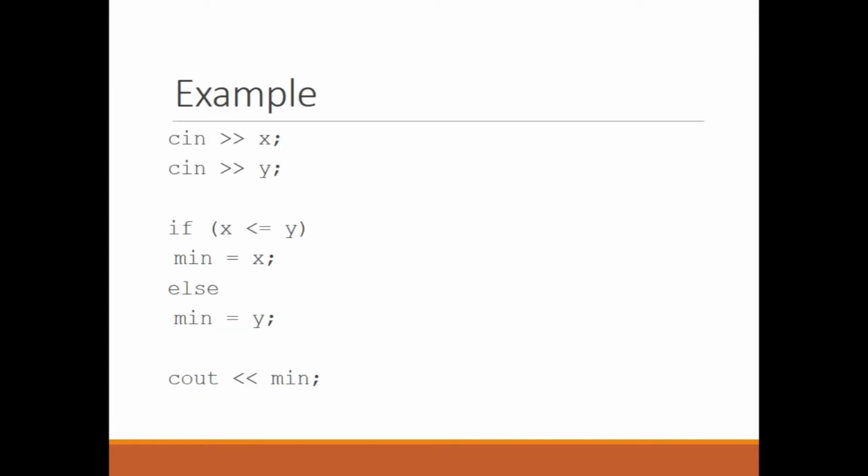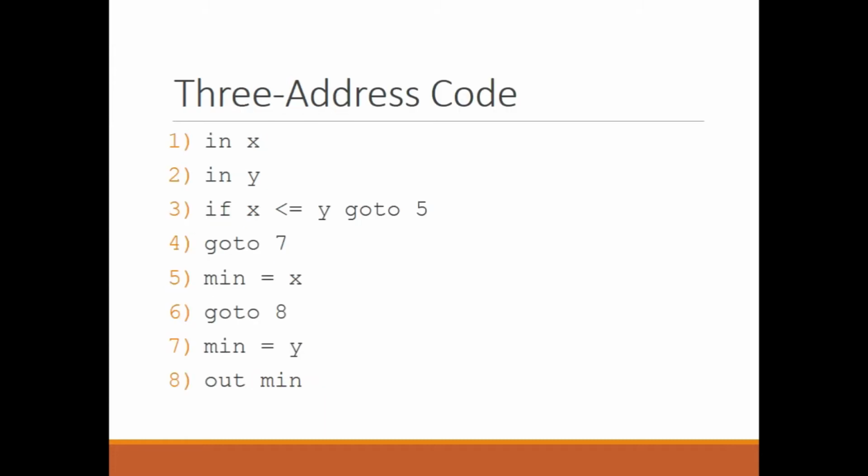In this slide, we have a code written in C language that calculates the minimum of two numbers. We take inputs x and y, and then there is a conditional if statement that will check whether x is smaller than y. If so, the minimum is x, otherwise the minimum is y, and then it finally prints the minimum number. Here we have the three address code of the previous C program, and we can see there is a selection statement at line number 3.